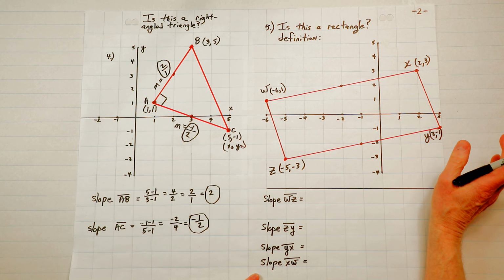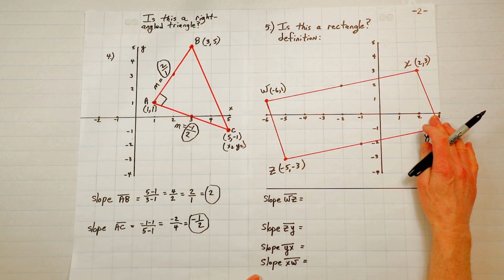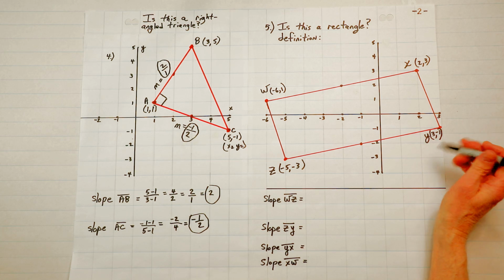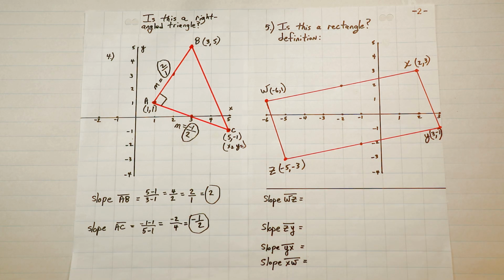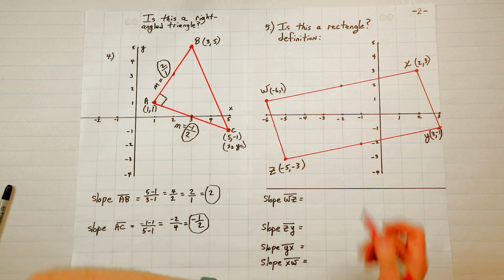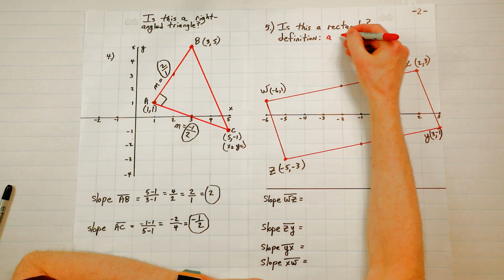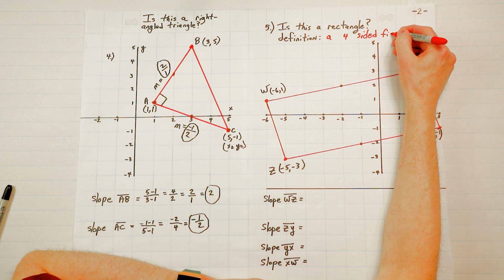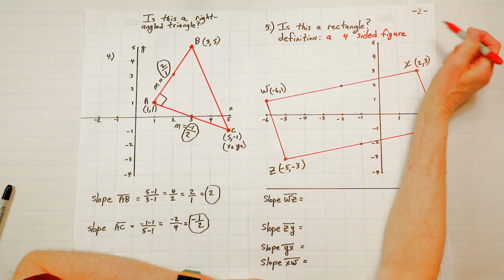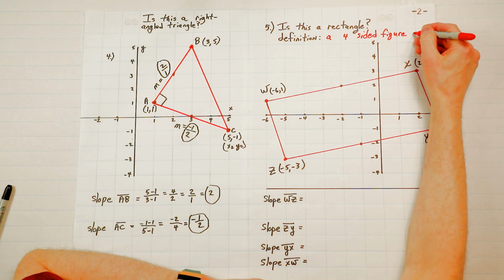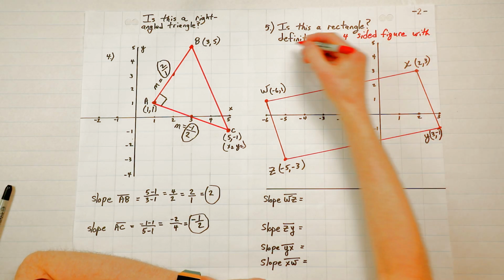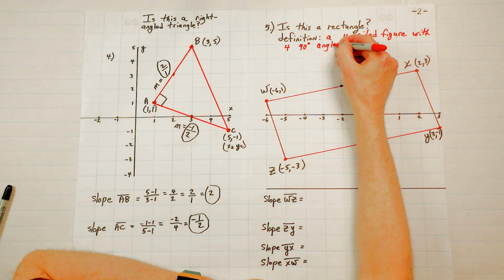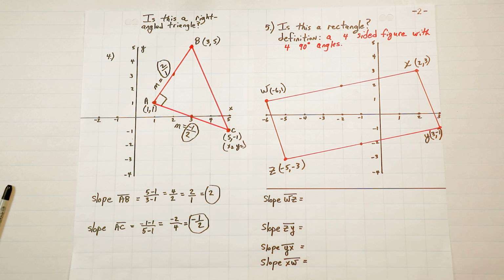Okay, so our last question today is a rectangle. Now, what is the definition of a rectangle? Well, I'm going to a different color again. I'm going to go to red. It is a four-sided figure, quadrilateral, the Q word, a four-sided figure with four 90-degree angles. Now, I think that's the easiest definition.